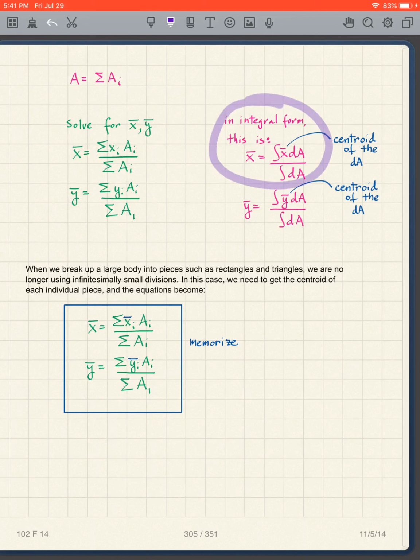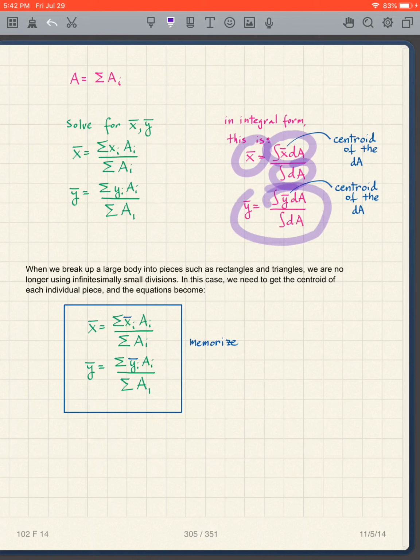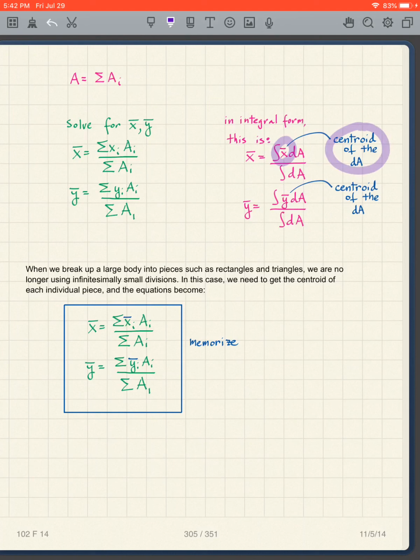In integral form, I'm not going to do this, but in integral form, I would just substitute the integral sign for the summation. So x bar is equal to the integral of x bar dA divided by the integral of dA, and y bar is equal to the integral of y bar dA over the integral of dA, where in this formula x bar is the centroid of the dA when we do this in integral form, and y bar is the centroid of the dA that we use.